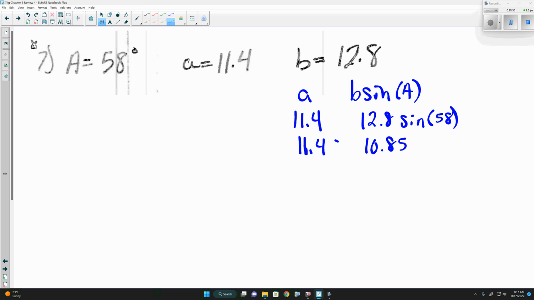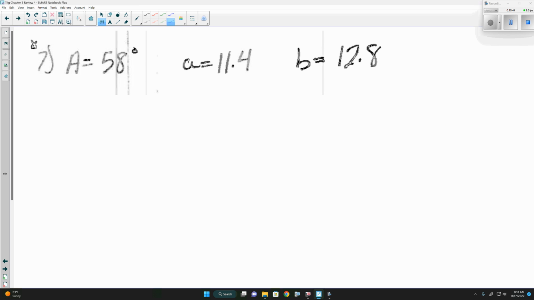So we can see that 11.4 is bigger, so it's not going to be no solution. It's going to be two solutions. That's what this helps us with. It tells us that we're going to have two solutions, giving us a number of solutions so we know how to work this.